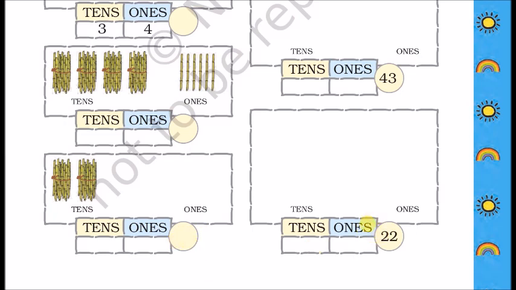How many tens can make 22? 2 tens. And how many ones? 1 and 2. 2 ones. So 2 and 2, 22.